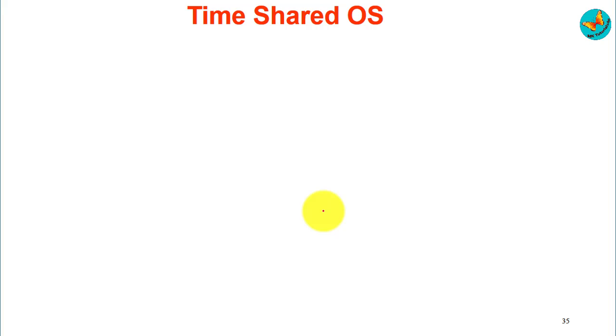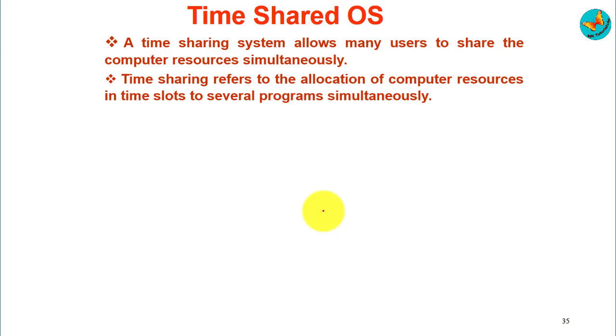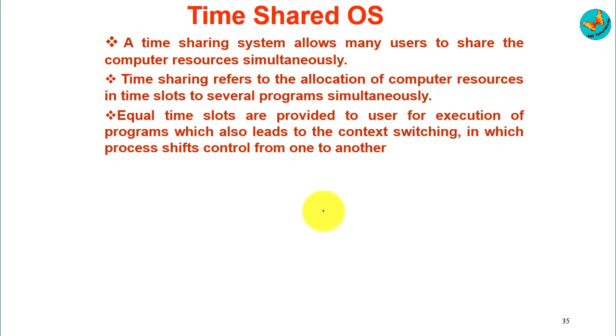Time shared operating system. So what happens in a time sharing system is that this system allows many users to share the computer resources simultaneously, and this actually means that the computer resources will be given to different programs according to the time slots. This is facilitated by giving equal time slots to each individual user for execution of the program, due to which context switching may take place if the job is not completed.